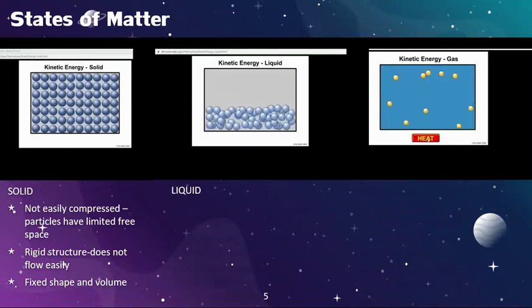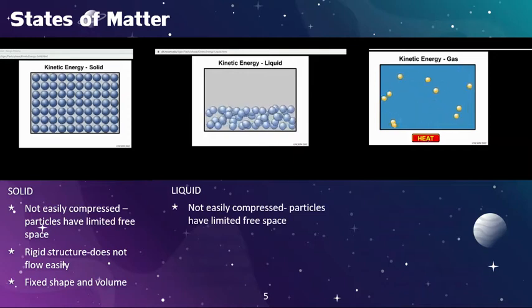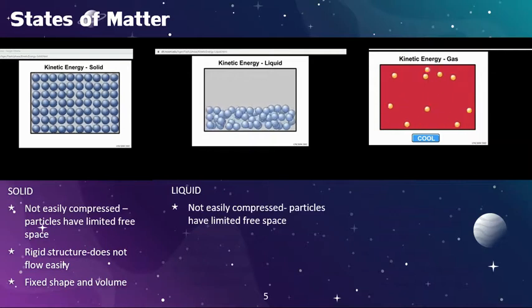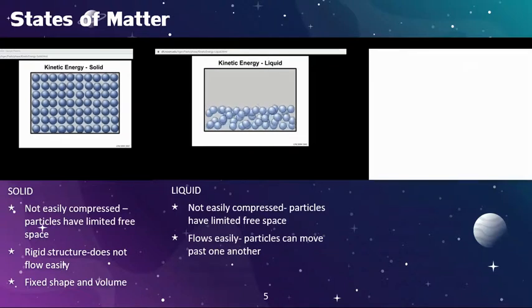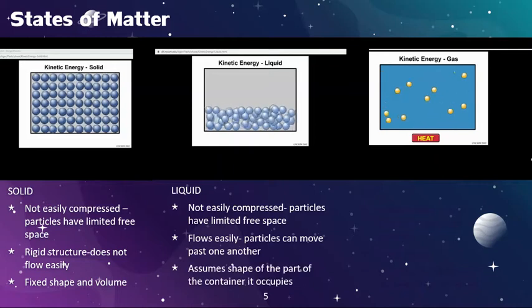Now, if we take a look at liquids, the liquid phase, liquid molecules or atoms are also not easily compressed because their molecules also are rather close together. The particles have very limited free space. They do flow easily, so that's a difference from solids because the particles can move past one another, as you can see in this picture. They assume the shape of the part of the container that they occupy.